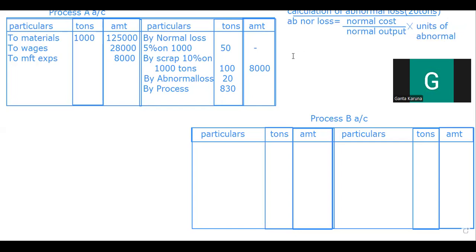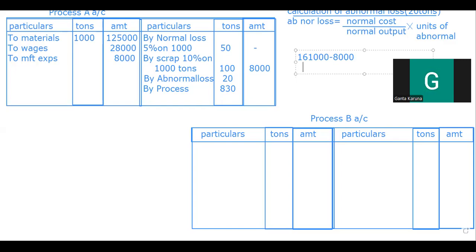So what is the cost? Normal cost. Normal cost is nothing but the total of 1,25,000 plus 28,000 plus 8,000 minus 8,000, because on this side I need to minus the extra expenses, whatever I got, no? So when I add all this, 1,25,000 plus 28,000 plus 8,000, I'm going to get around 1,61,000. Minus how much is there? I have got 8,000 on the other side as income. Scrap, we have sold it, no? So that I'm going to take into consideration, wherein I'm going to get some 1,53,000.